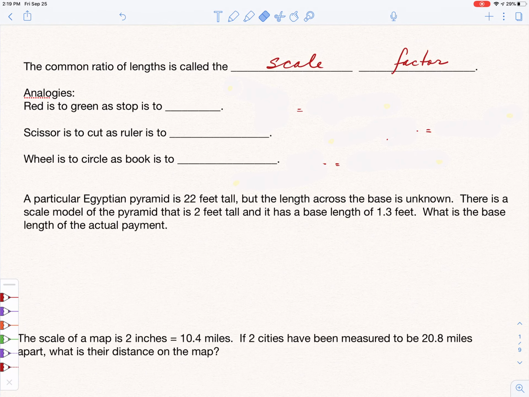Now I would like for you to fill in the blanks for these. You remember analogies from English class. An analogy is something like the following: red is to green as stop is to, and I'll let you fill in the blank there.